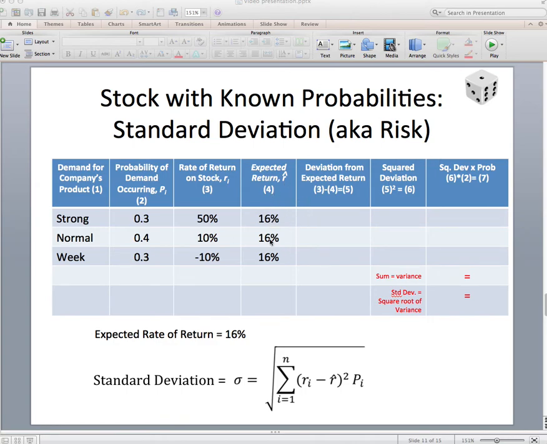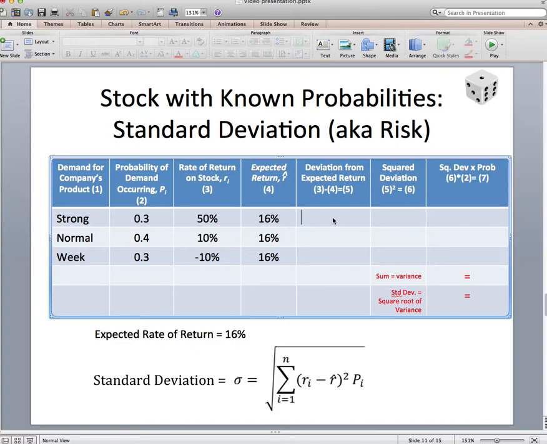So we found the expected return for these is 16% by multiplying each of these up and adding it up. So the first step in this equation is to subtract, get the deviation from expected return. So number 3, 50%, minus column 4, 16%. So that's 34%. Make all these red here. And then we have 10% minus 16%.